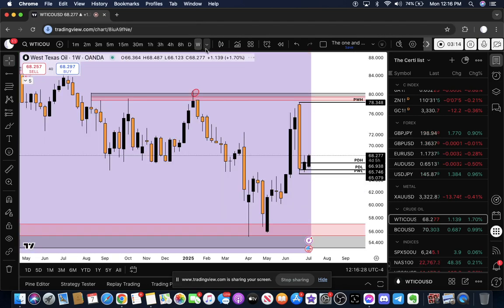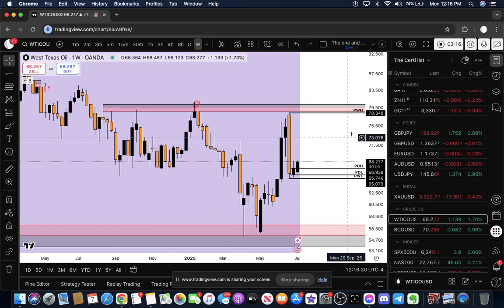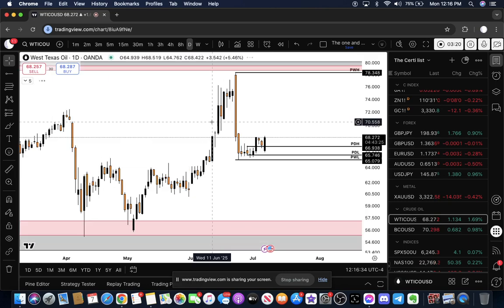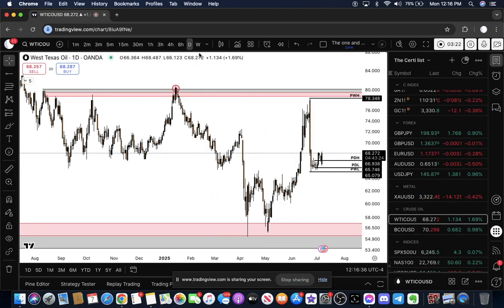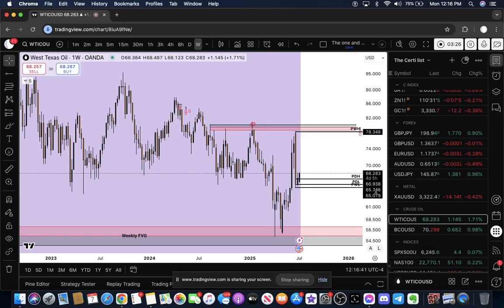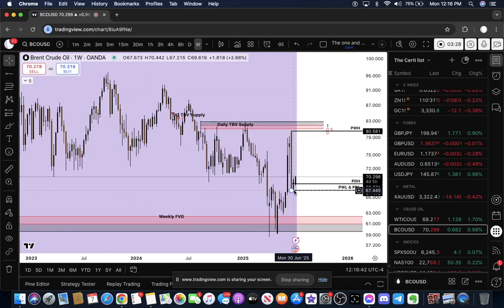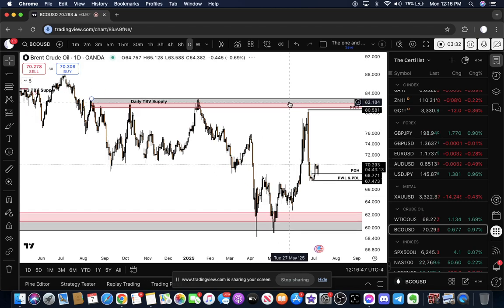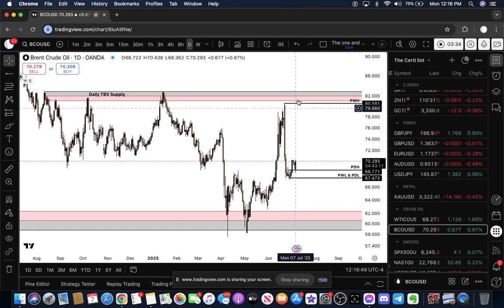WTI COUSD. After price came to that weekly area or daily area of supply, right? We did come to the downside, and it's a daily area of supply within overall a weekly area of supply. I just refined the area. BCOUSD, very similar, if not the exact same price action, right? Daily area of supply within a weekly area of supply. Price didn't quite touch that area, but overall came to the downside.